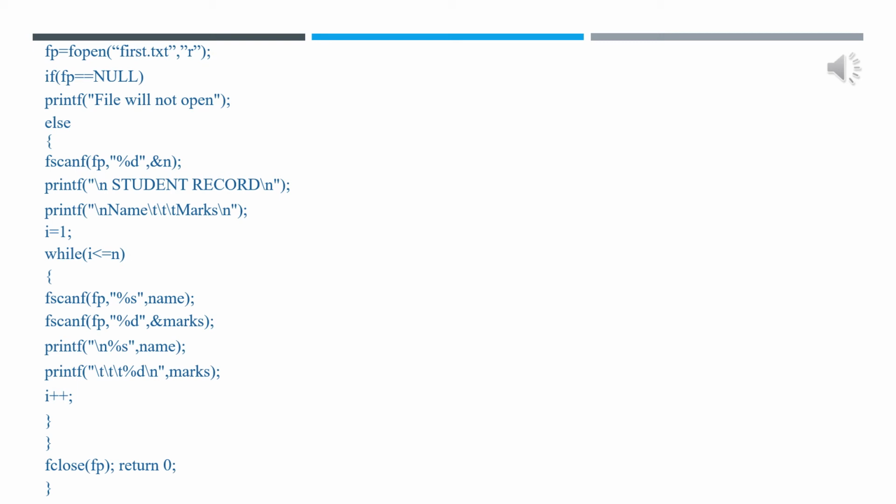i equal to 1, i less than or equal to n, it's the same loop. And we'll scan the name and the marks one by one using fscanf from the file, and we'll print the name and marks on screen. So only printf is used, not fprintf, and we will increment the value of i. And finally, when all this is done, we will close the file.